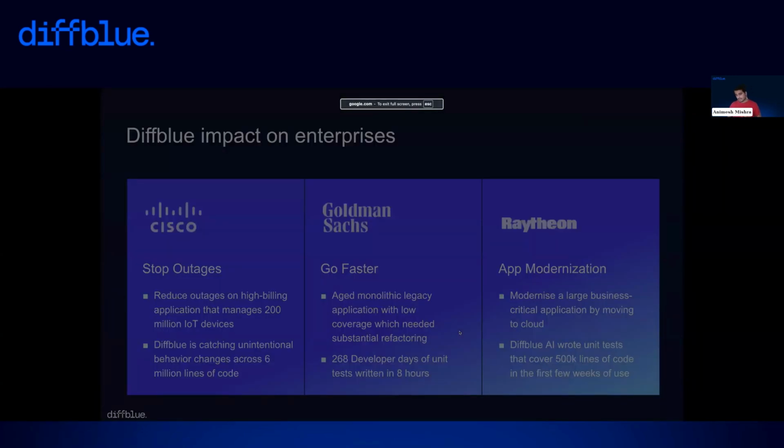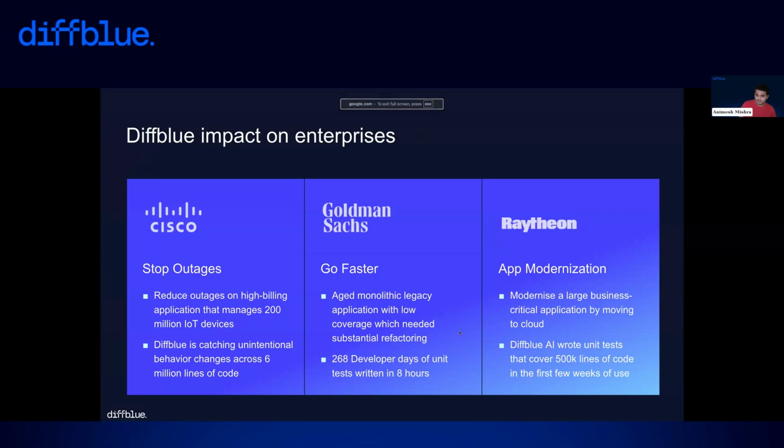We have many large customers using Diffblue for stopping outages in production. Cisco at the moment has rolled this out on their 6 million lines of code, which is protecting their 200 million IoT devices globally. Goldman Sachs saved a year's worth of developer effort when they were modernizing a legacy app internally, by using Diffblue to write tests at scale using the command line I showed you.